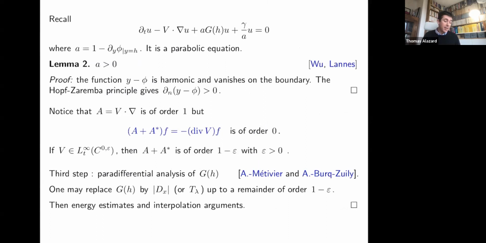And eventually, to study the Cauchy problem for this equation, you need to understand what is G(h)h, and for that you can use, for instance, the paradifferential analysis that we have studied with Guy Métivier and with Nicolas Burq and Claude Zuily, that shows that you can replace G(h)h by modulus of dx, or something more complicated in higher dimension, up to a remainder term of order 1 minus epsilon. And then you conclude the proof by standard energy estimates and interpolation.